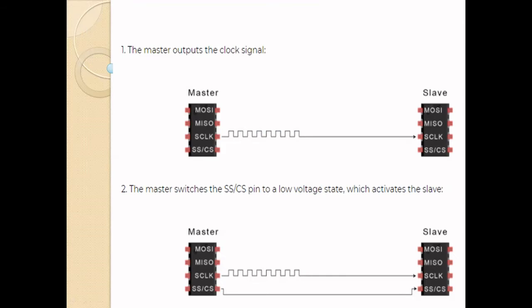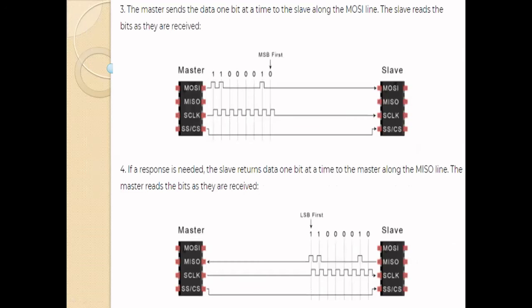Suppose you have a mobile phone with WhatsApp, and all your contact numbers are available. If I want to send a message to Abhishek, I will select the Abhishek contact number and send the data. So the second step is that you have to select the slave. Third, you are going to transmit the data.